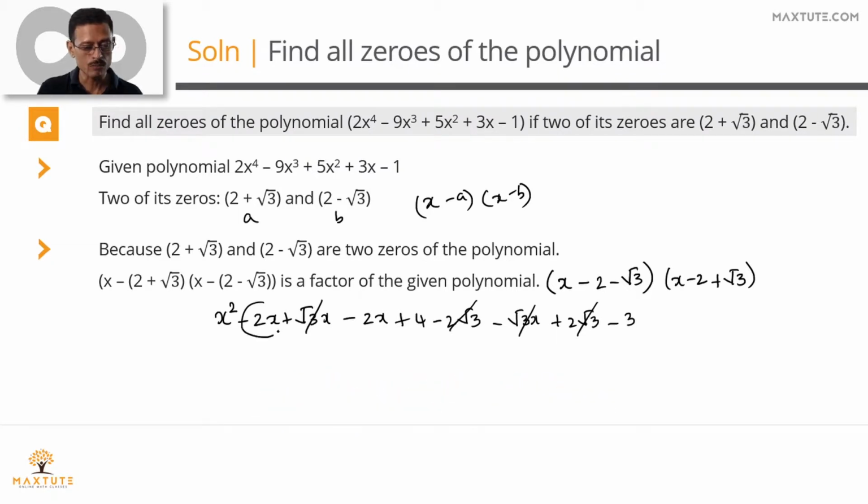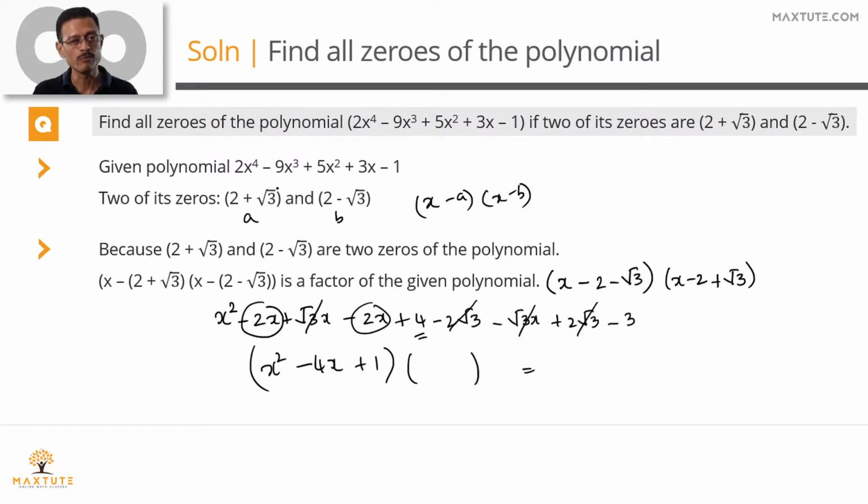Let's club like terms. Minus 2x and minus 2x can be clubbed to make a minus 4x. So x square minus 4x. We have a 4 here and a minus 3, which will leave us with a plus 1. So x square minus 4x plus 1 is a factor of this polynomial. So this polynomial can be written as x square minus 4x plus 1 into something, to give us 2x power 4 minus 9x cubed plus 5x square plus 3x minus 1. All that is left is to find out what this term is. How do we find that out? Divide this polynomial p of x by x square minus 4x plus 1.